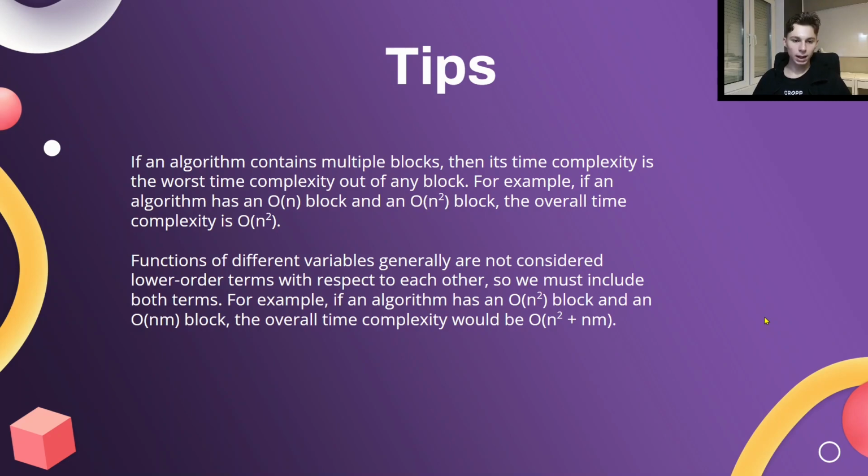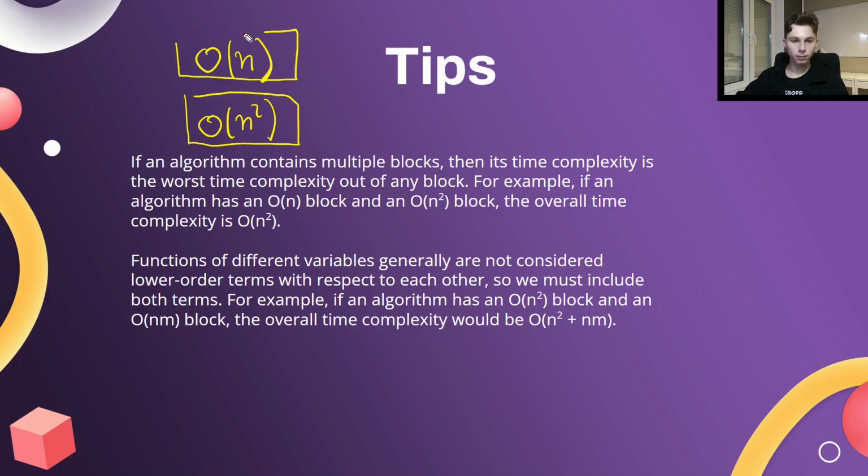Tips. If an algorithm contains multiple blocks, then its time complexity is the worst case time complexity out of any block. For example, if an algorithm has an O of n block and an O of n squared block, so these here are two different blocks of code that are inside our main algorithm, then the overall time complexity is O of n squared.